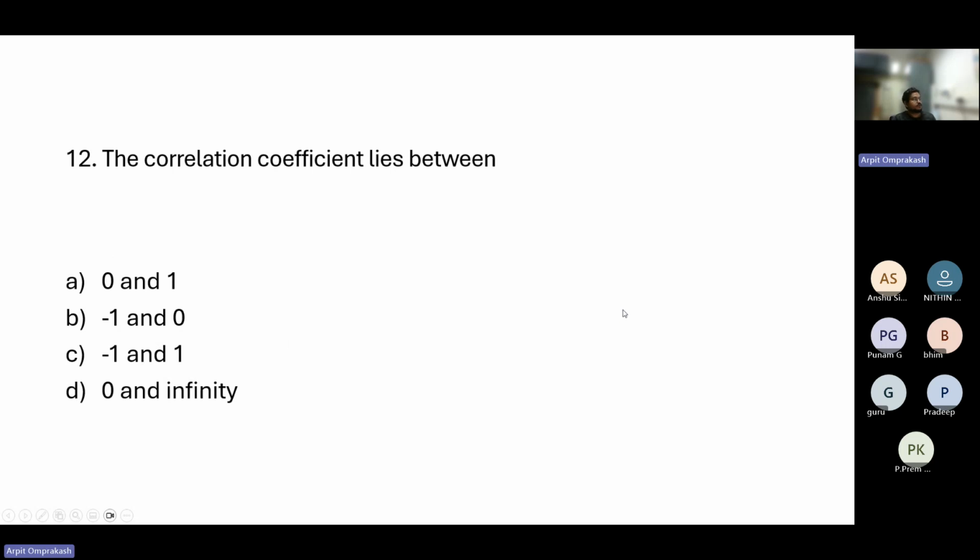Next question: the correlation coefficient lies between A, 0 and 1, B, minus 1 and 0, C, minus 1 and 1, or D, 0 and infinity. C. Perfect. So the answer here is C, minus 1 to 1. Correlation can be negative, can be positive, but it can maximum go from minus 1 to 1.